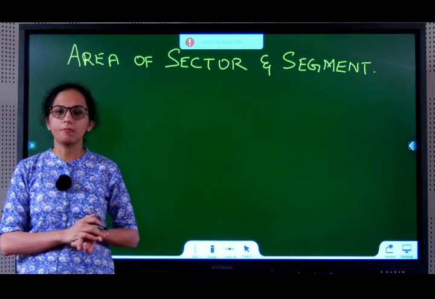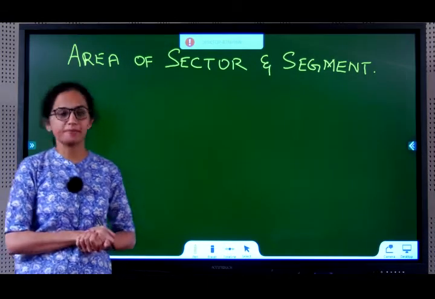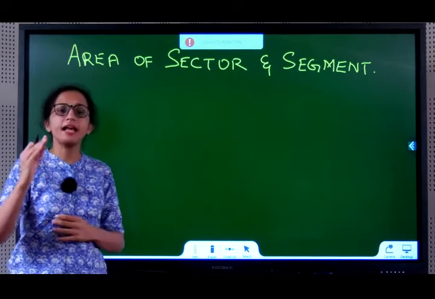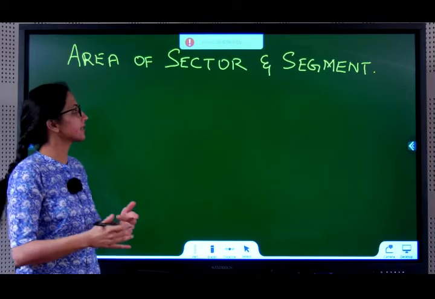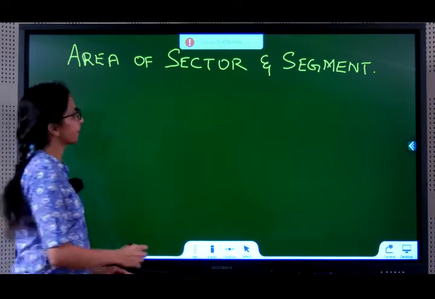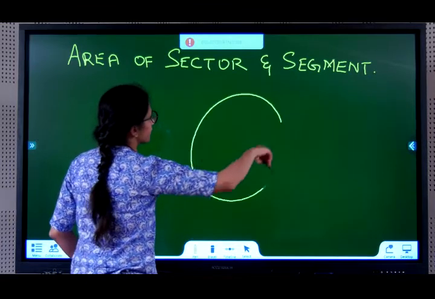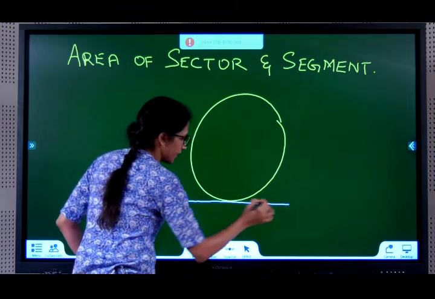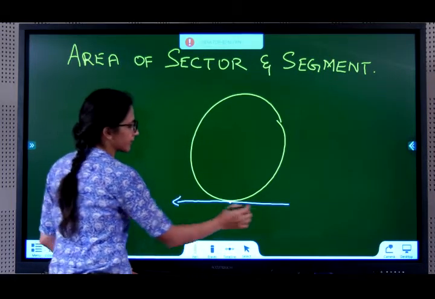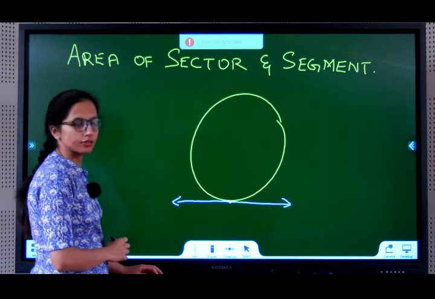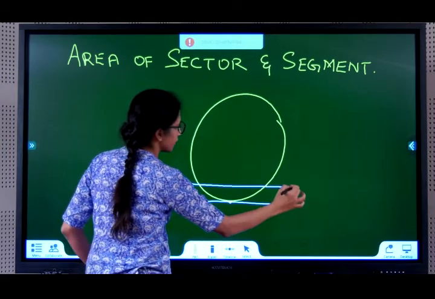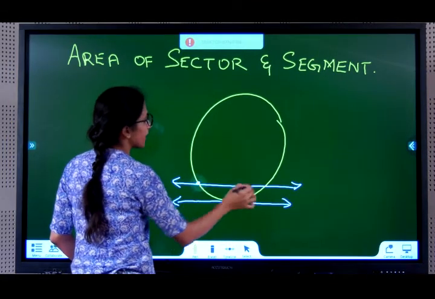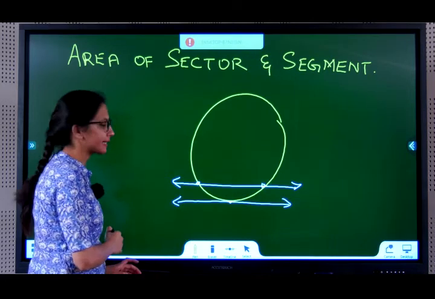Moving on to the next topic, areas of sectors and segments. Before we do this in detail, let us have a small recap of what is a sector, what is a segment, and so on. If I have a circle and a line touching it only at one point, this line is called the tangent. If I have a line touching it at 2 points, then it is called a secant.